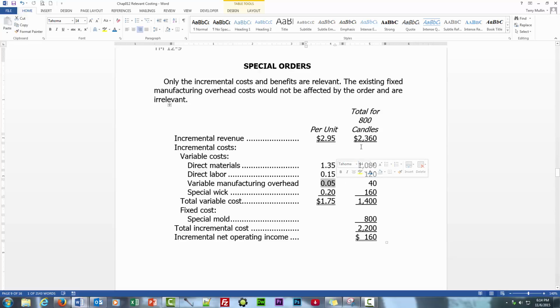So if you look at our revenue coming in, we look at the fact that we're going to have $2,200 going out, the variable cost plus the special cost of the mold. Then $2,200 is going out, $2,360 is coming in. So yes, we would make this candle and we would still profit $160.